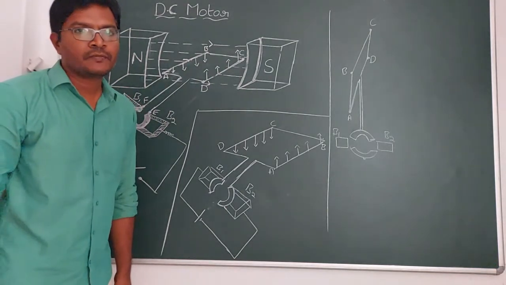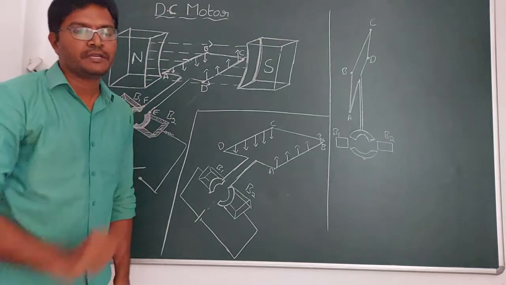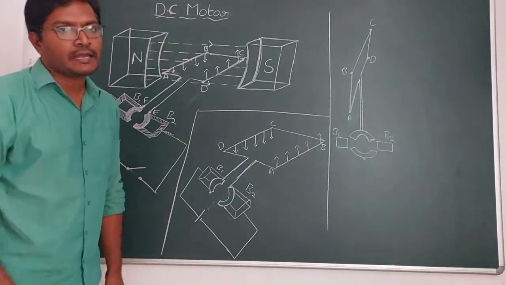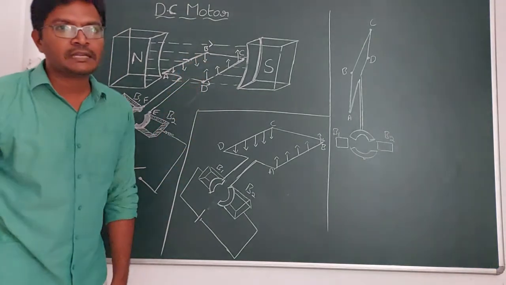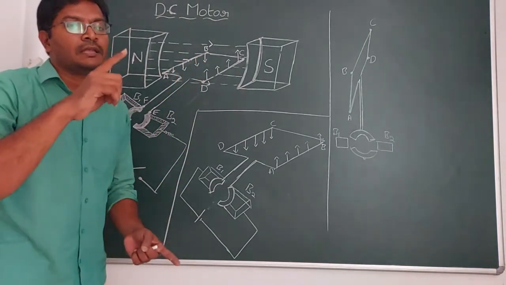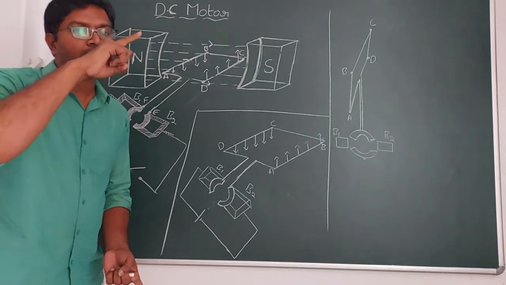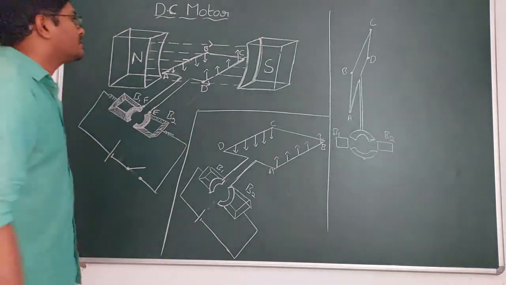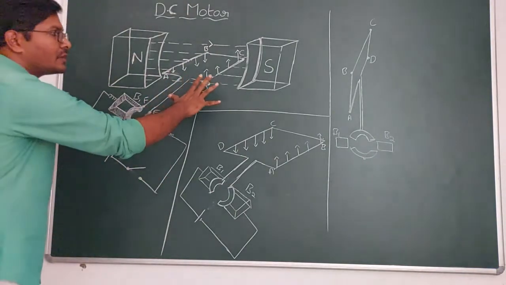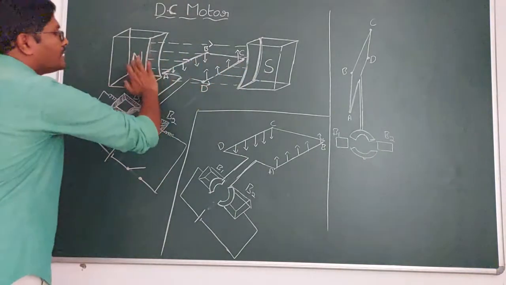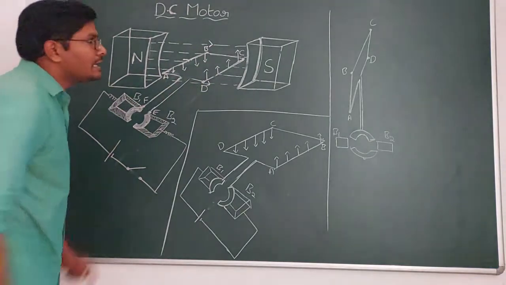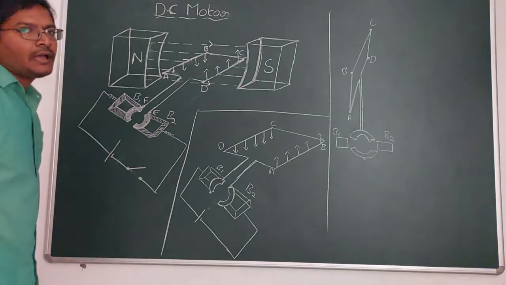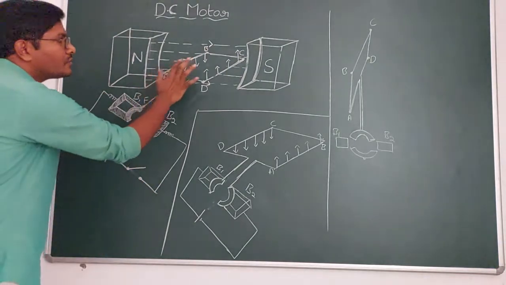Already we have seen in the previous lecture that if a current carrying coil is placed in a uniform magnetic field, then it experiences a force. That force can rotate the coil. That is what we said in the previous class at last. That is the working principle of the motor. So we are creating a uniform magnetic field here, placing a rectangular coil in it, and supplying current to this coil.